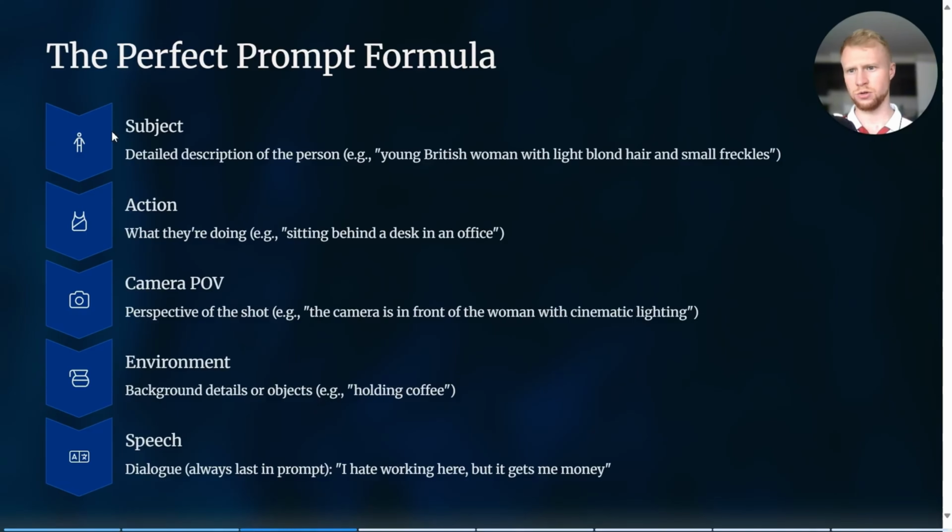So the first thing you want to mention is the subject. As you can see here, young British woman with light blonde hair and some freckles. That's kind of what you want to be aiming for, just a brief description of the character. Now I can show you how to make a bit of consistency later on, but that is the main objective, is just to get that brief, small description of that person.